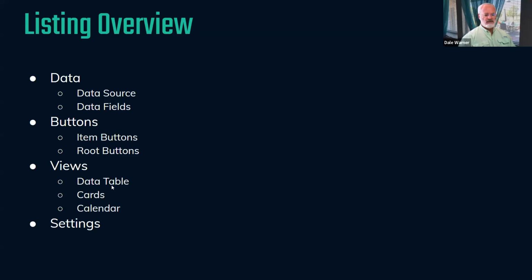So item buttons lets you define actions that relate to one particular item on the listing. Root buttons are where you can define actions that maybe do things that are more global in nature, but take action on the things that people are seeing on the screen. Views defines how your data is being rendered, and so there's three different kinds of views. And then the settings, that's where we'll spend the most of our time today.